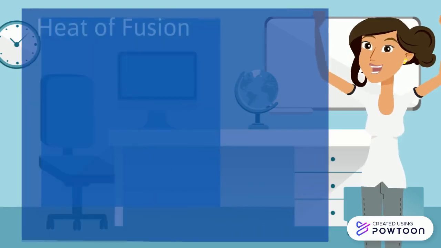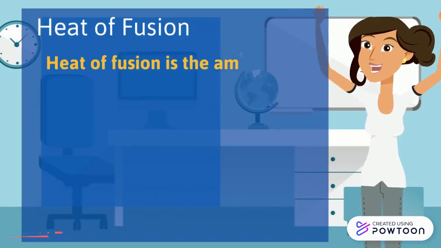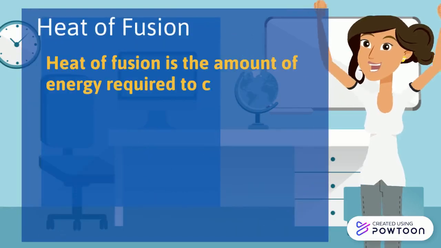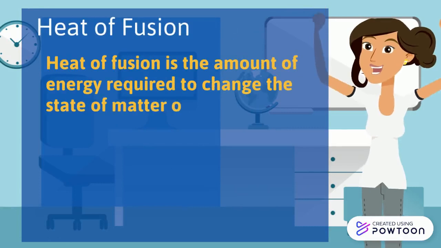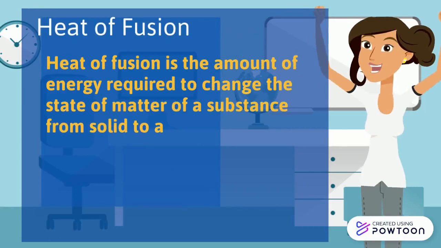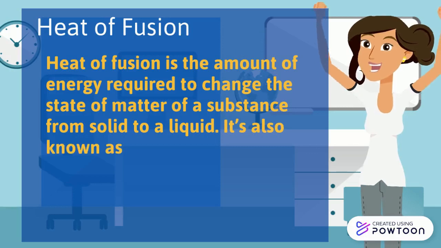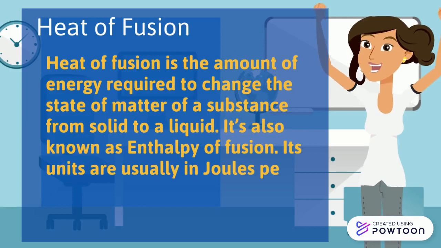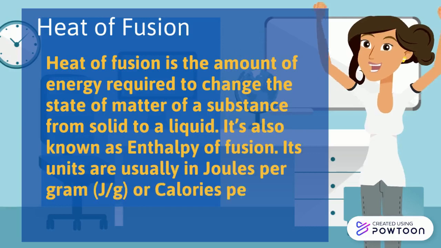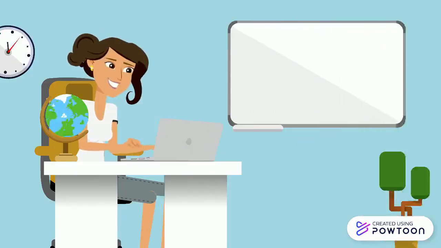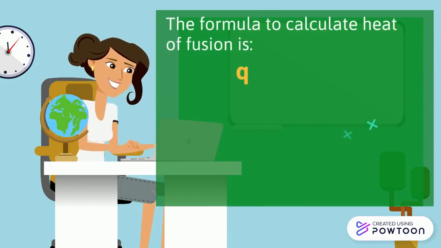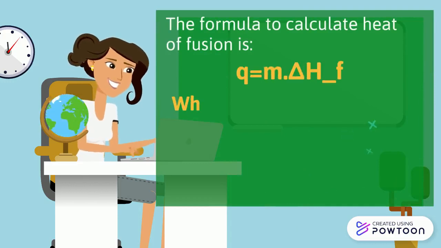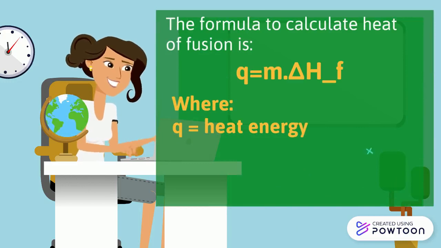Heat of fusion is the amount of energy required to change the state of matter of a substance from solid to liquid. It's also known as enthalpy of fusion. Its units are usually in joules per gram or calories per gram. It can be calculated using heat energy equals mass times the heat of fusion.